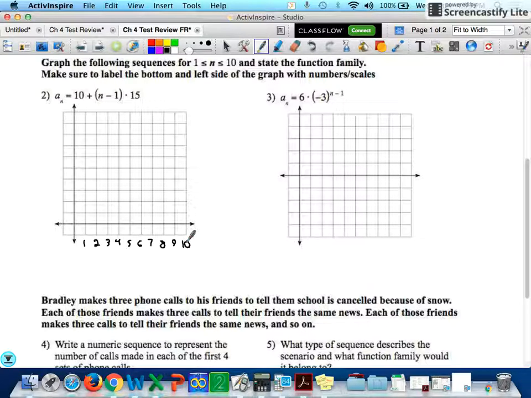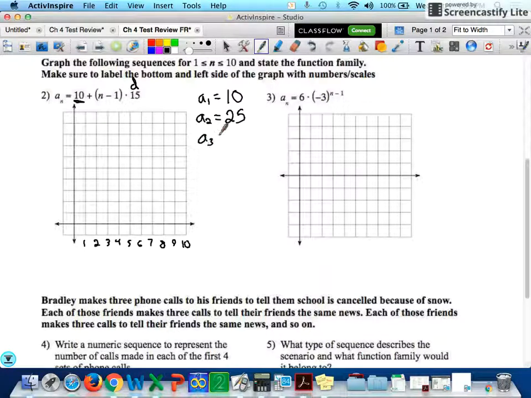With my y values, I'm not really sure what I'm counting by until I figure out what some of those terms are, okay? When I look at this, I know my first term, my a sub 1, is going to be right here. It's always listed there. It's 10. This is my common difference, meaning every step I go, because this is an arithmetic sequence, I'm adding 15. So my a sub 2 should be 25.